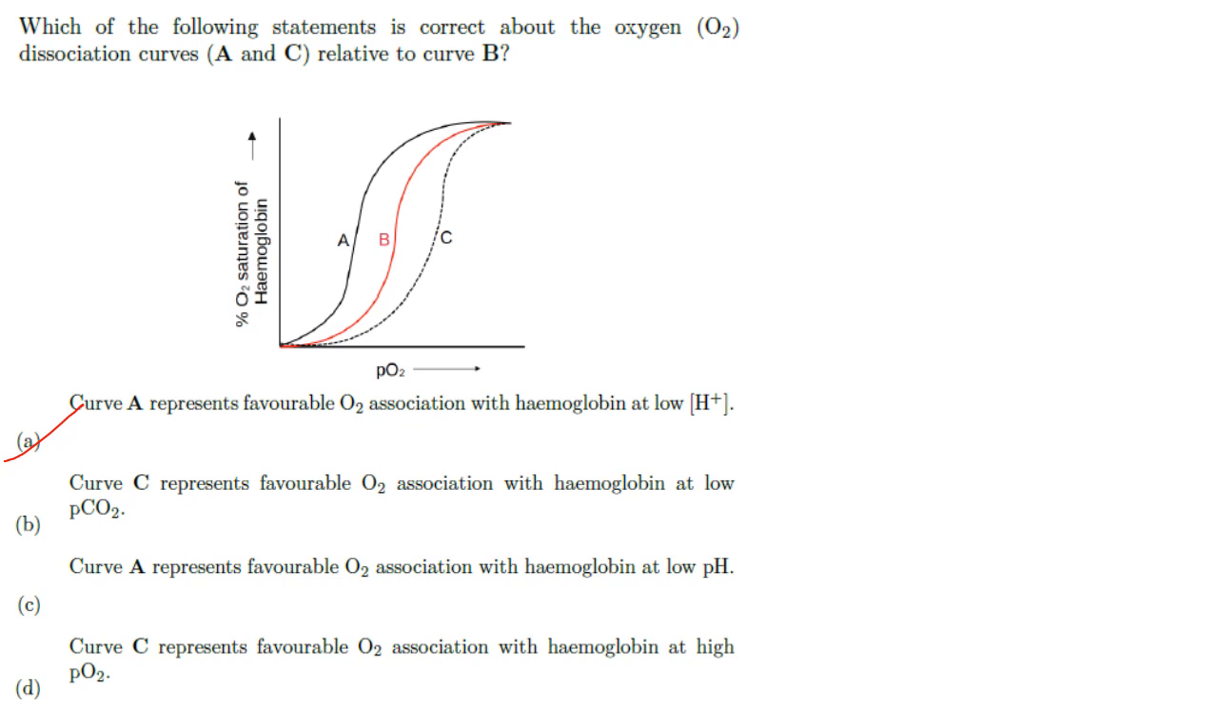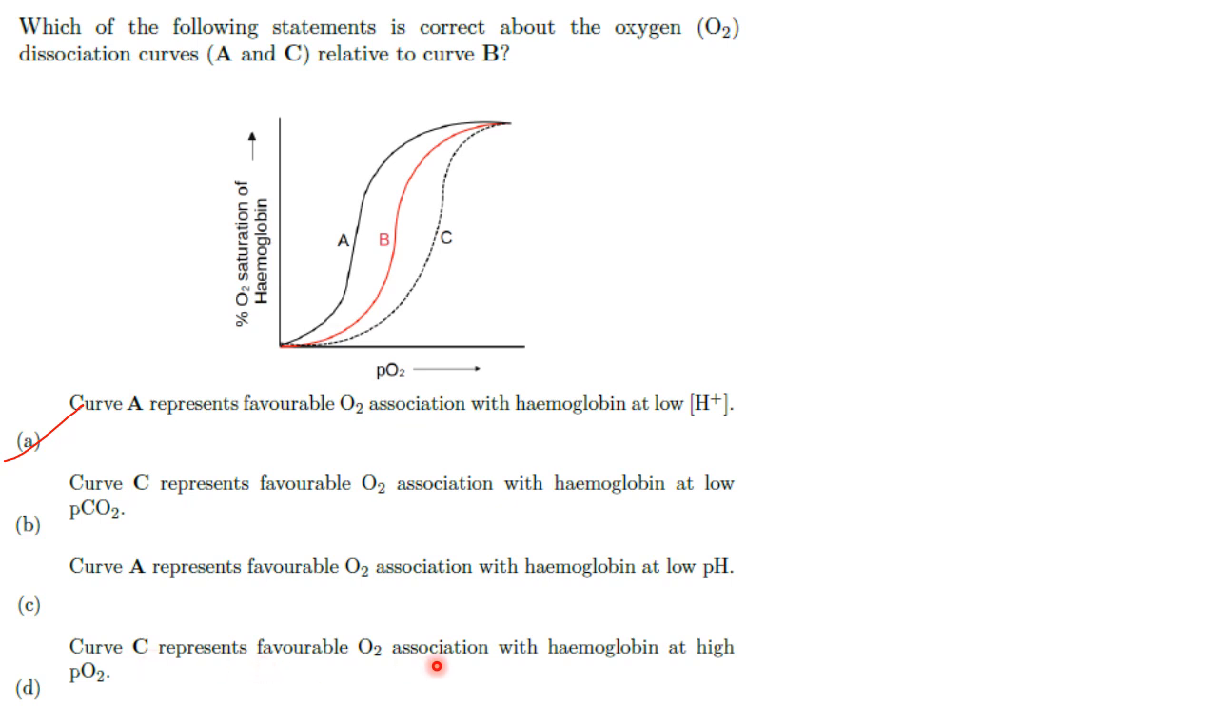Now if you see curve C. Curve C represents favorable oxygen association with hemoglobin. No. Here it is not favorable oxygen association because oxygen is decreased in case of C when carbon dioxide concentration is increased. So favorable with hemoglobin at low partial pressure carbon dioxide. No. B is not correct. Curve A represents favorable oxygen association with hemoglobin at low pH. Not at low pH, it should be high pH, and low H plus concentration. So C is also not correct.